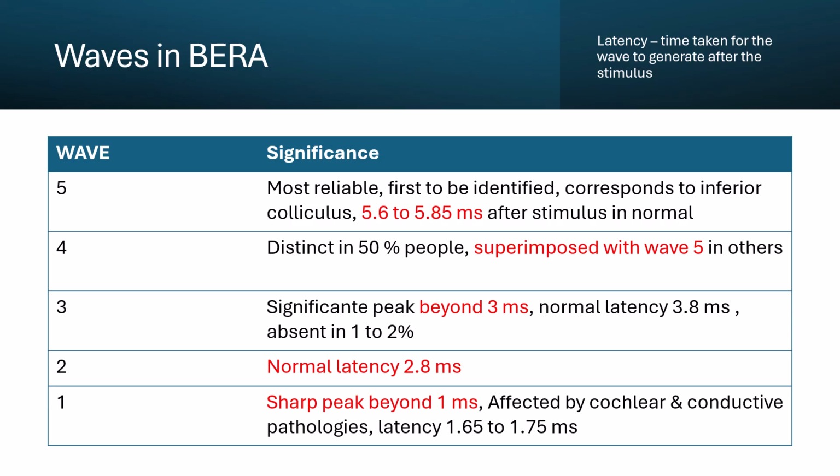So wave latency and interpretation. Wave 1 occurs at around 1.65 milliseconds and originates from the cochlear nerve. And the most important are wave 1, wave 3 and wave 5. Wave 3 occurs at around 3.8 milliseconds and originates from the cochlear nucleus or the superior olivary nucleus. Wave 5 originates from the inferior colliculus. The interpeak latencies between 1 to 3, 3 to 5 and 1 to 5 are very helpful in diagnosing the site of lesion, whether it is retrocochlear or cochlear.